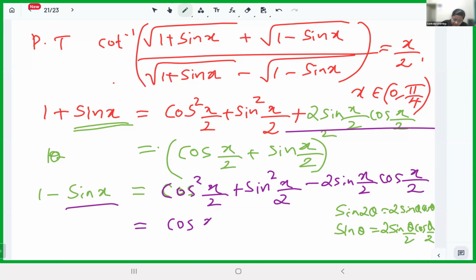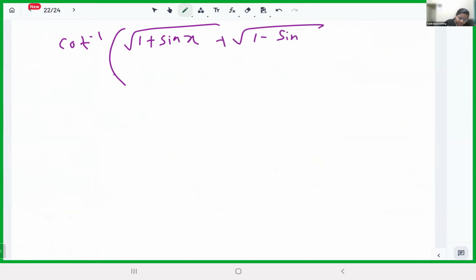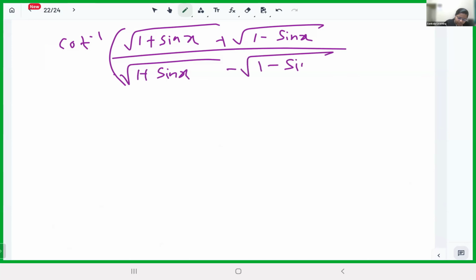And what is a here? A is cos x/2. And what is b here? B is sin x/2. So (cos x/2 minus sin x/2) the whole square. Okay. Now what we are going to do is substitute these values in our question. So that is cot inverse of (root of 1 plus sin x plus root of 1 minus sin x) divided by (root of 1 plus sin x minus root of 1 minus sin x).